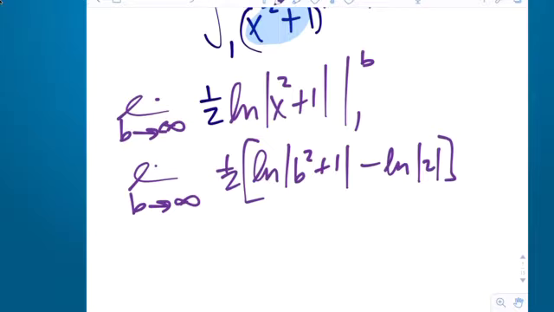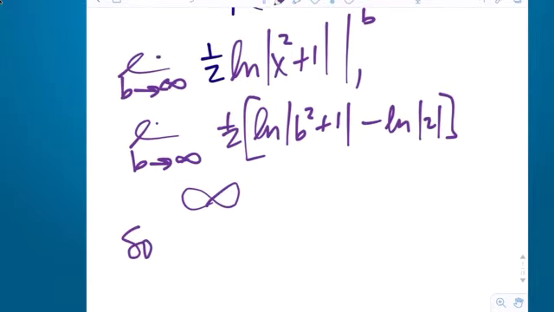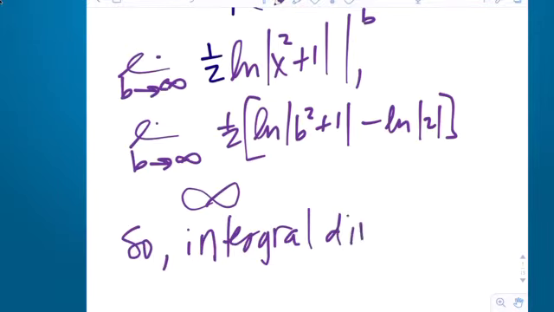It's infinity, right? If you hop on the graph of natural log and you head out to the right, it goes up forever and ever. Not very fast, but forever and ever it goes up. So this is infinity minus a finite number, which is what? Infinity. So the integral diverges.